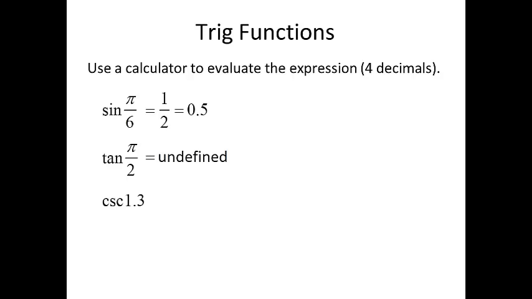Okay, what about this one? Cosecant. Cosecant is the reciprocal of sine, so I'm going to put sine in parentheses. And you have to learn to use your calculator. If you have a scientific calculator, make sure you know how to do that. Then this is going to be 1.3, and then close my parentheses, and then use the reciprocal.